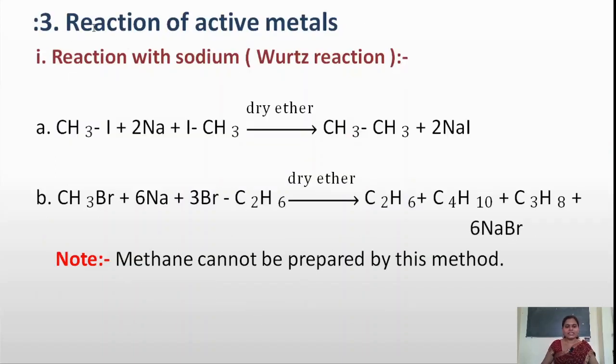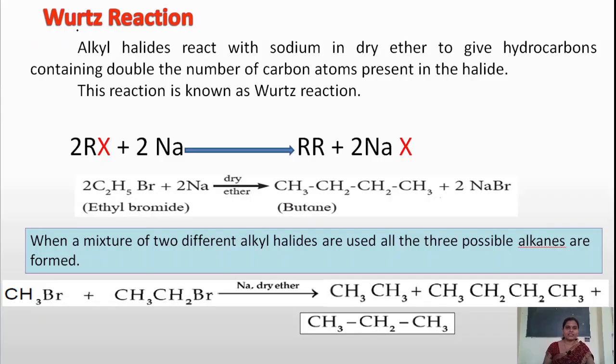The next type of reactions are reactions of active metals. The first reaction is Wurtz reaction. Alkyl halides react with sodium in dry ether to give a hydrocarbon containing double the number of carbon atoms present in the halide. This reaction is known as the Wurtz reaction. In this Wurtz reaction, alkyl halide reacts with sodium in presence of dry ether to give the hydrocarbon containing double the number of carbon atoms present in the original halide.